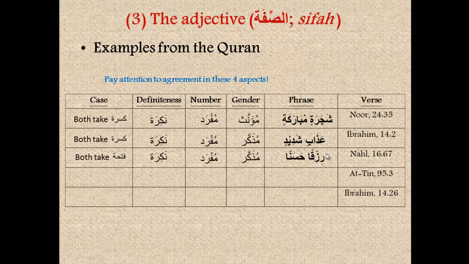Example number 4, in Surah At-Tin, wa hadha al-balad al-amin. We have al-balad al-amin. Both are mudhakkar, both are mufrad, and both are ma'rifah, because the alif lam in front makes both words definite, and both take the same case ending, namely a kasrah. Lastly, we have kalimatin khabithatin. Both are mu'annath, feminine, because of the ta marbuta. Both are mufrad, nakirah, indefinite, and both take the same case ending, a kasrah.